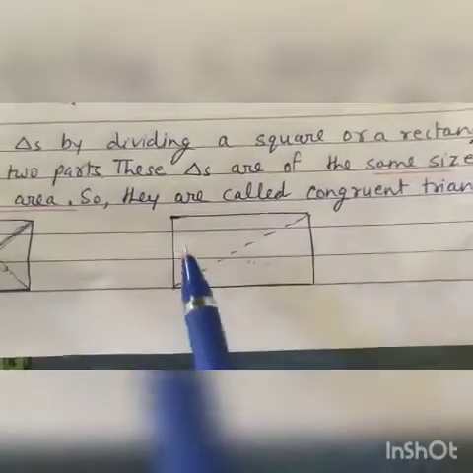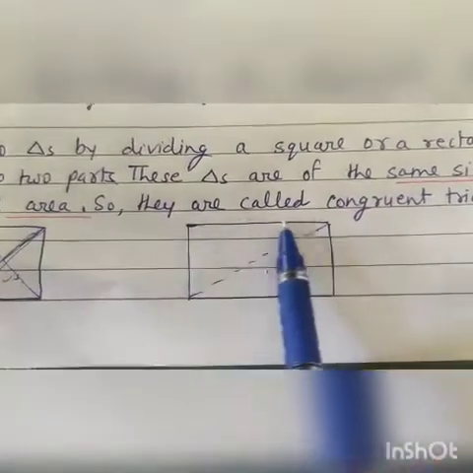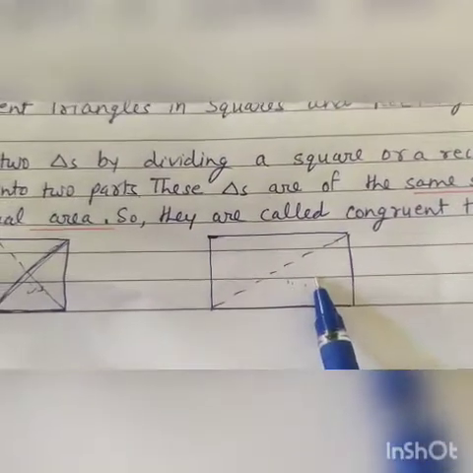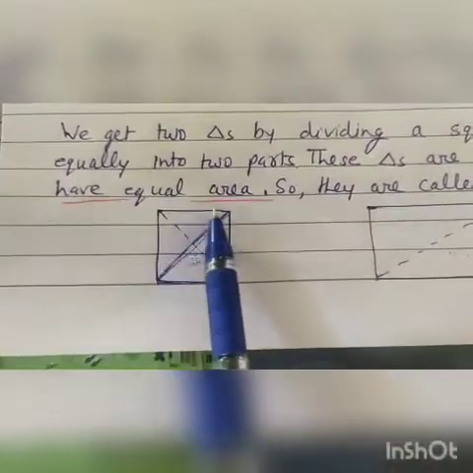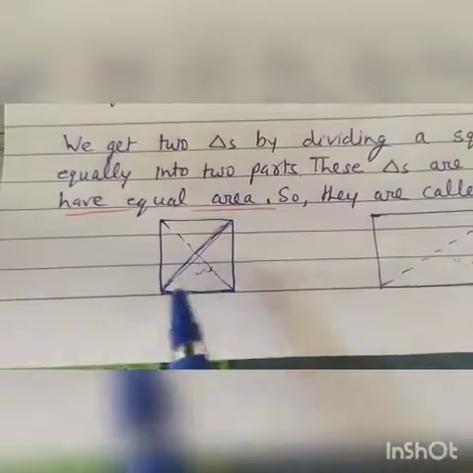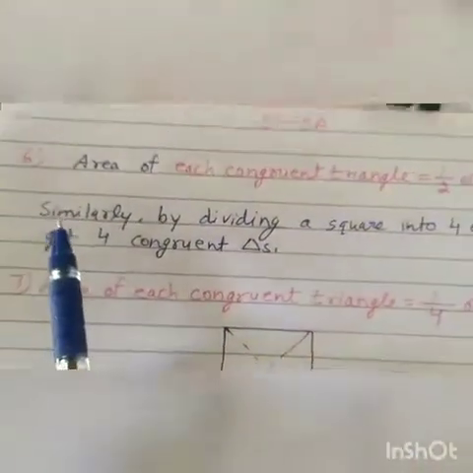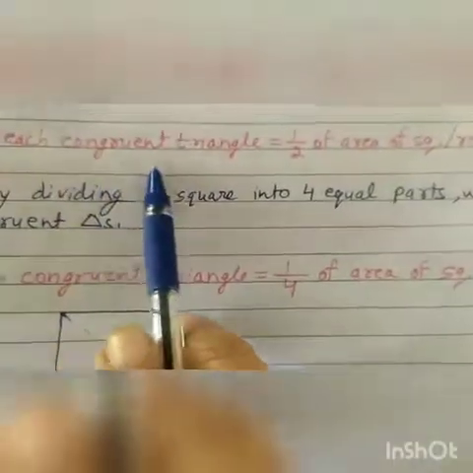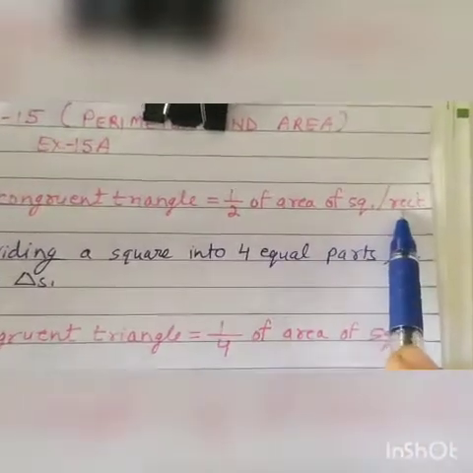So if we have to find out the area of this triangle, then how can we find it? First we will find the area of this rectangle and divide the area by 2. Then we will get the area of these two triangles. In the same way, first we will find the area of this square and then divide the area by 2. So the sixth formula, see here, formula number 6 is: area of each congruent triangle is equal to 1 upon 2 of area of square or rectangle, whatever figure is given.